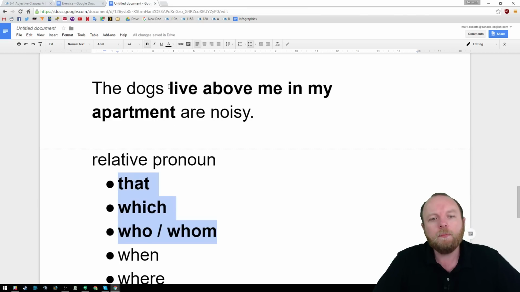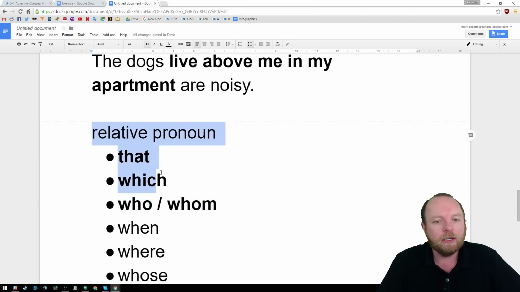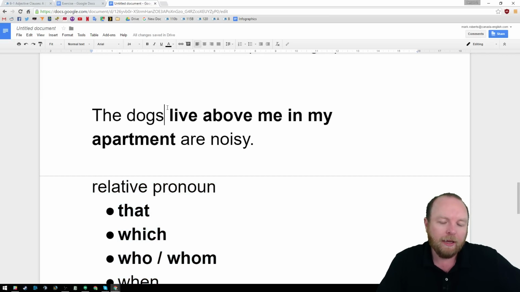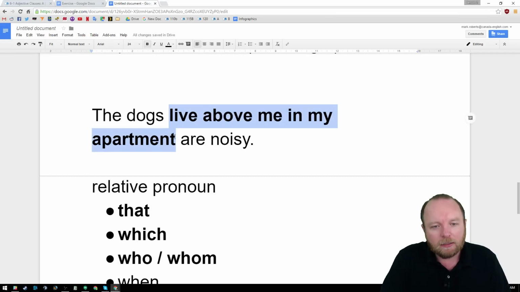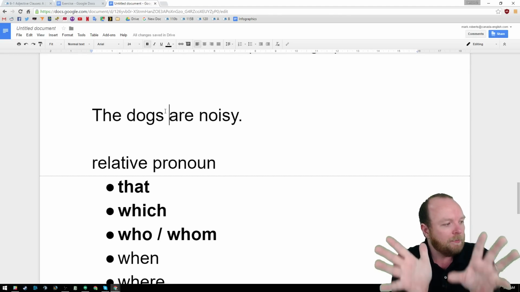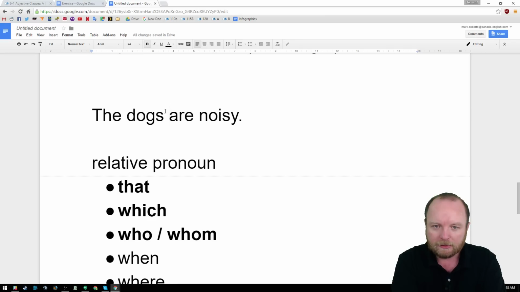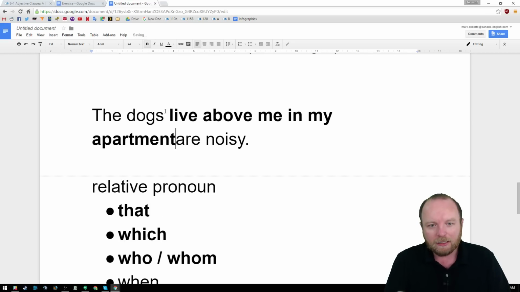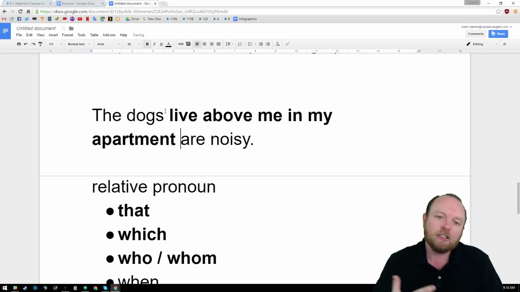Okay, now let's go back. We need to put a relative pronoun here. Because really, this sentence, guys, look, remember the sentence? The dogs are noisy. Okay? Here is the main meaning of the sentence. Right here is the main information. This information is just describing which dogs.